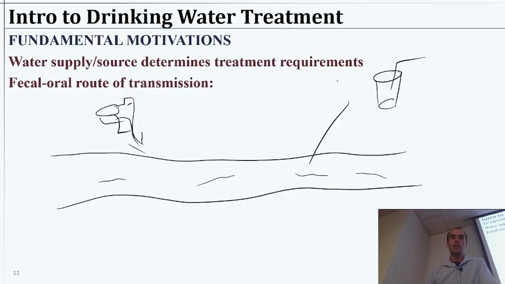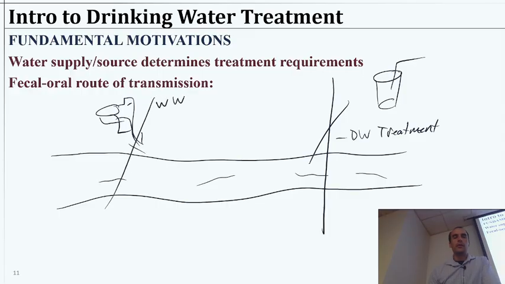We want a barrier here to prevent that. We want multiple barriers to interrupt this fecal-oral route of transmission. So here would be our drinking water treatment. So the most fundamental component is simply interrupting that. Now, as it happens, we could also say we've got wastewater treatment here.